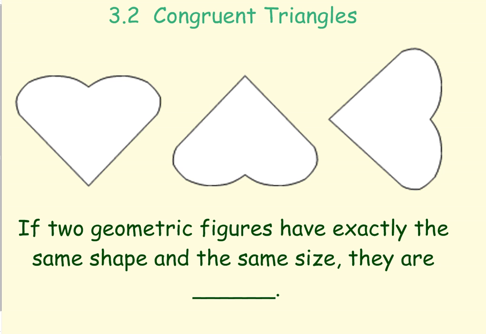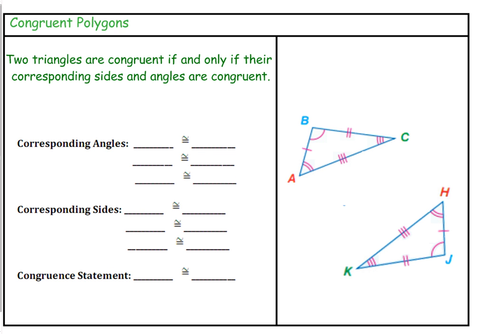So, congruent triangles. Here we have three hearts, but they're all flipped around in different ways, but they are still the same shape and the same size. They are congruent. That is what we call two geometric figures who have the same shape and the same size. So, if you take a look, these two triangles are congruent. All right, now, please notice, they are actually color-coded for you.